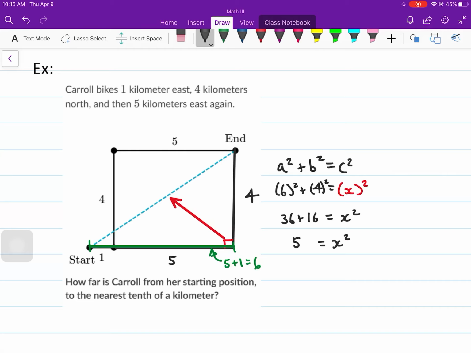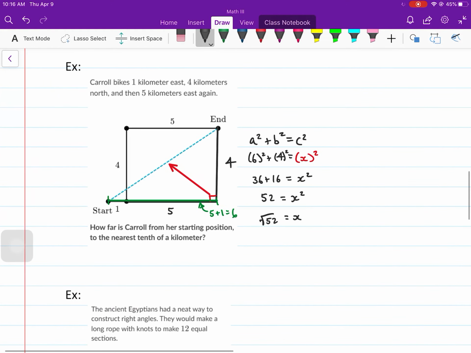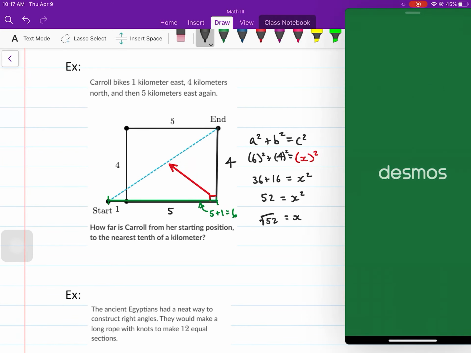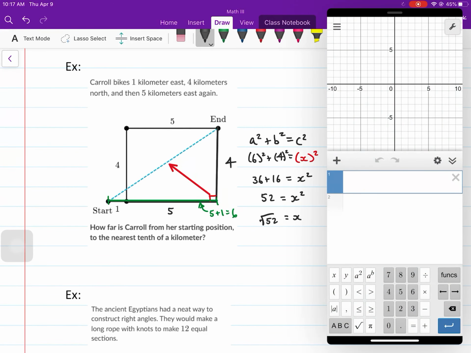And then square root both sides. So our distance is the square root of 52. Now we could break down that square root, but fortunately they're just saying put this in the calculator and round it to the nearest tenth. So the square root of 52 is 7.2 to the nearest tenth.